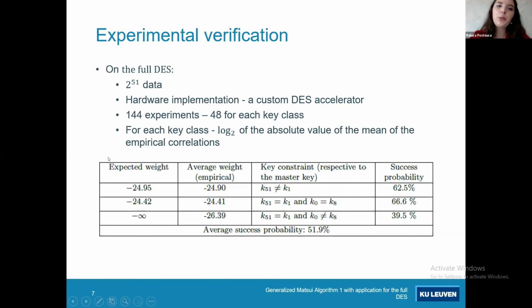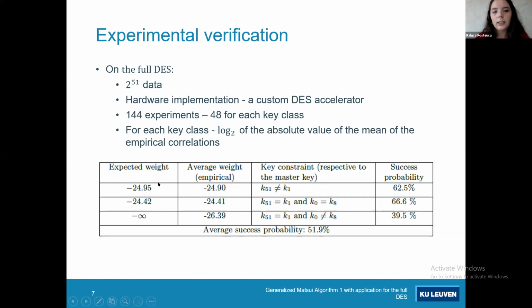We performed experimental verifications to confirm our hypothesis. We also used 2^51 data. We used a hardware implementation based on a custom DES accelerator. We performed 48 experiments for each key class, leading to a total of 144 experiments. And to interpret our results, for each key class, we computed the base 2 logarithm of the absolute value of the mean of the empirical correlations.